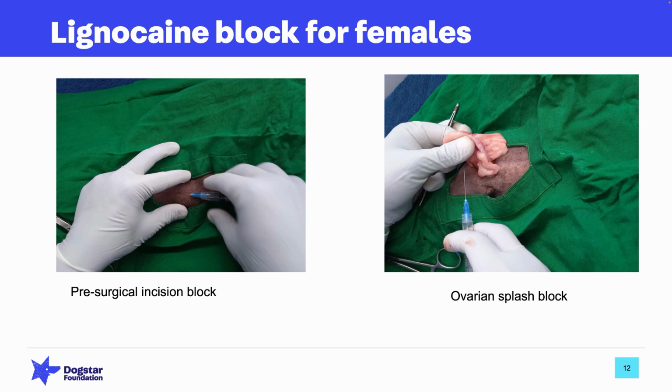In spay surgeries, lignocaine is a crucial component for effective pain management. Initially, lignocaine is withdrawn into a sterile syringe and administered as a pre-surgical incision block. This local anesthetic provides significant analgesia by blocking nerve signals, transduction and transmission at the incision site. During the procedure, ovarian splash blocks are applied. The multimodal approach ensures comprehensive pain relief throughout the surgery.